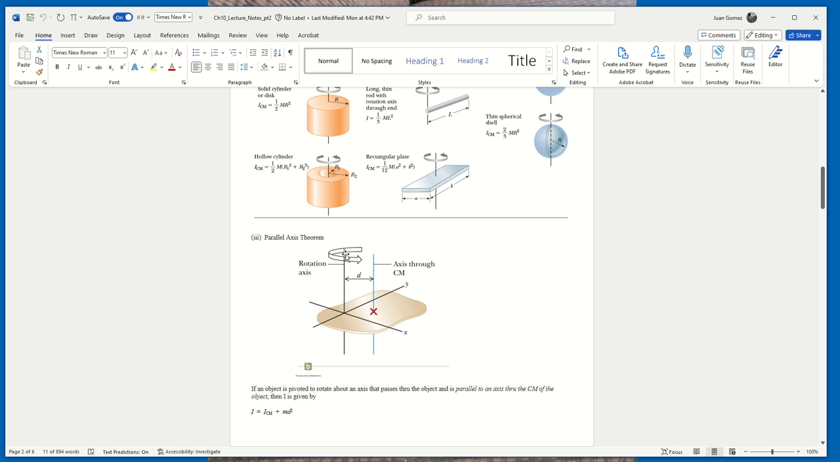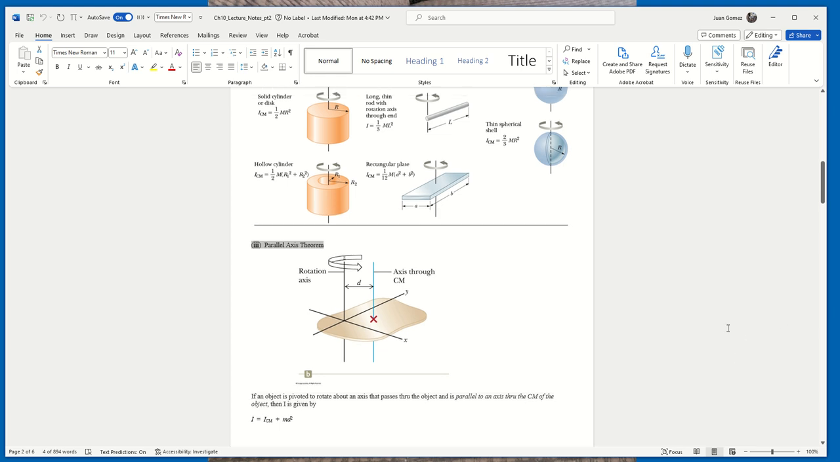Well, what if it's pivoted about an axis that passes through some other point on the object? What is the moment of inertia if it's pivoted about this axis and not this one? Well, that's something called the parallel axis theorem. That'll be the next video.